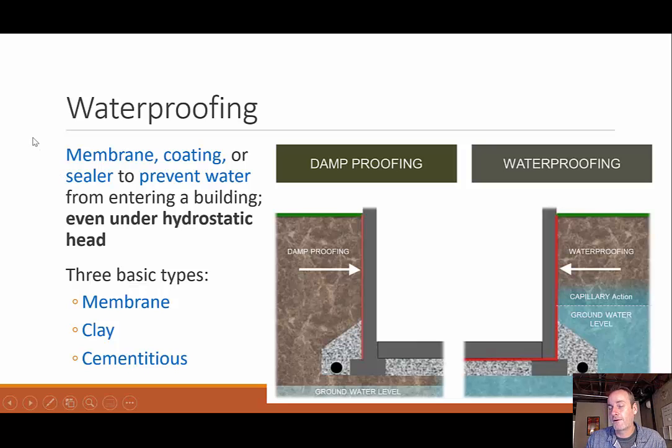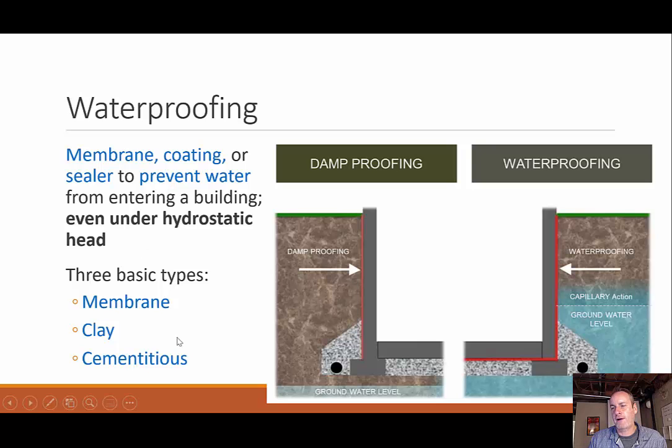For that, what we use is something called waterproofing. So we can see the difference here where damp proofing, you know, if we have low groundwater, we can damp proof our wall. However, if we're going to have issues with groundwater or water directly against our wall, we want to use waterproofing. I can see this little red line. It's much thicker on the waterproofing side, thicker material, right? And when we talk about waterproofing, now we're talking about a membrane or a coating or a sealer to prevent water from entering, even under that hydrostatic pressure, hydrostatic head, right?